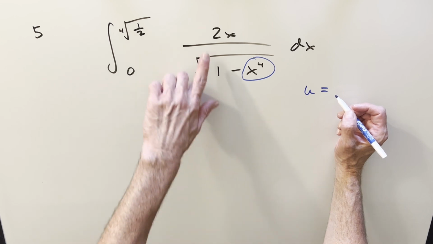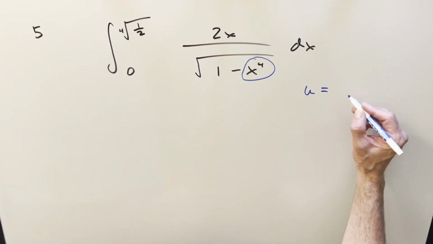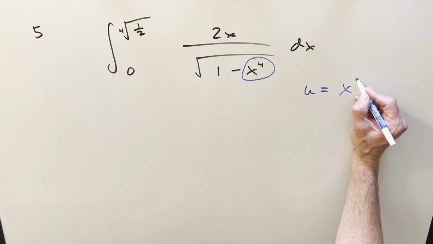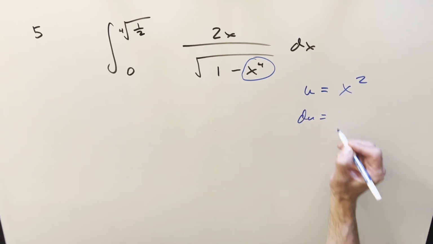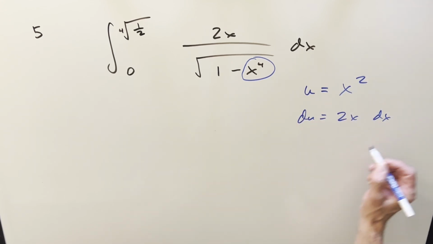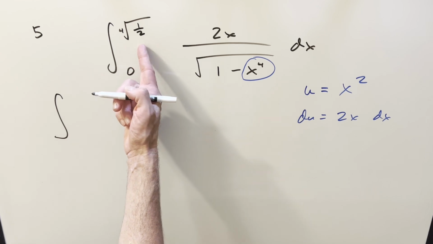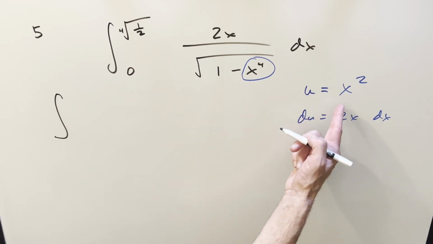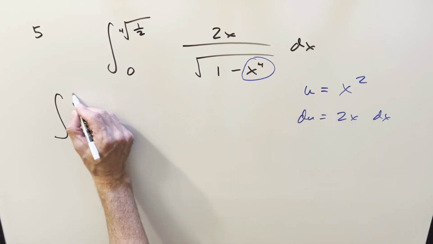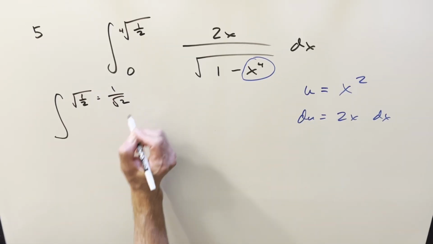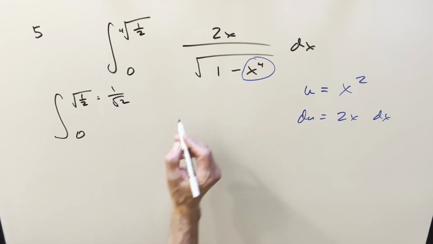Instead, I just wanted to use that 2x, because you'll notice if instead of substituting for x to the fourth, I make my substitution for x squared, then du is going to be 2x dx, which is exactly that numerator. So when we do this, we can't clean that all the way up to a half, but if you put it in here and you square it, it just becomes square root of 1/2. Or you could also write this as 1 over square root of 2. You plug a 0 in, it's just 0.